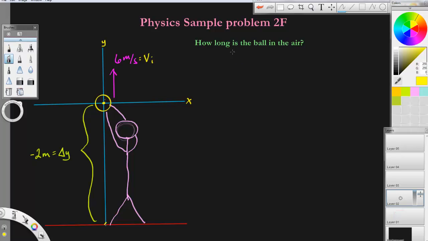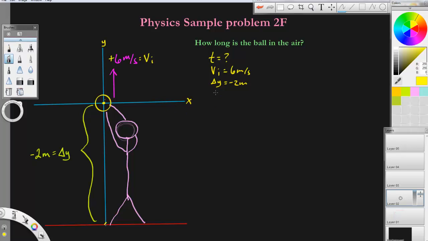All right, so we want to know how long the ball is in the air. So our goal here is to find the time. Let's list what we do know. Well, we know that Vi is 6 meters per second. Now I ask you, is that positive or negative? Well, look at the direction that the arrow is pointing. So this would be a positive velocity because it is going up the y-axis. We also know that the displacement of the ball, that it's going to fall from here to the ground, is -2 meters. I'll talk a lot more about that here in a second as well.